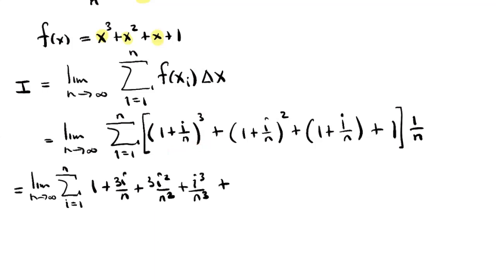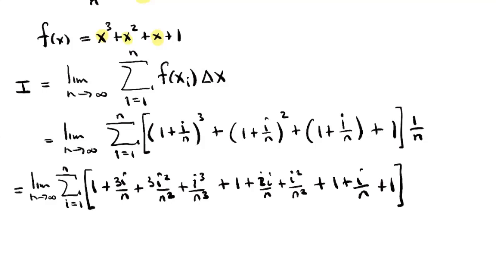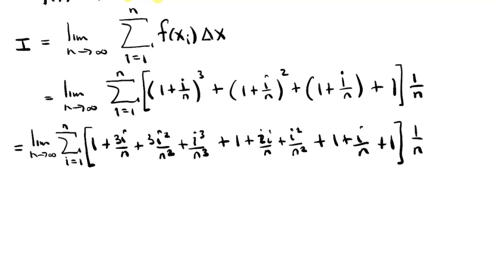Likewise, (1 + i/n)² expands out to 1 + 2i/n + i²/n². All right, and then not really anything to do here, plus 1 + i/n + 1. All of that has to get multiplied by 1/n. All right, let's gather some like terms. It looks like we succeeded in having enough room on one line.